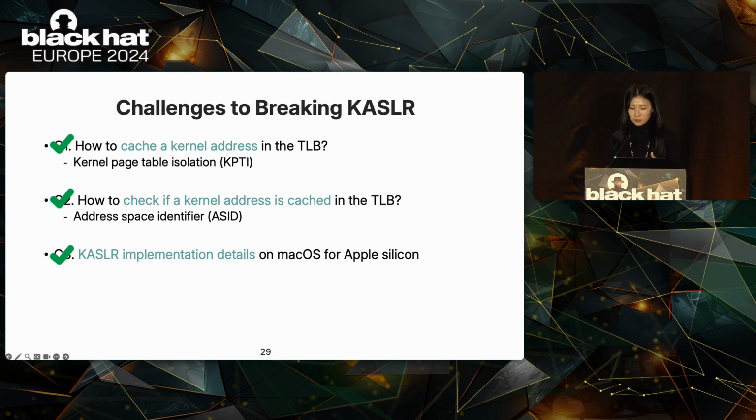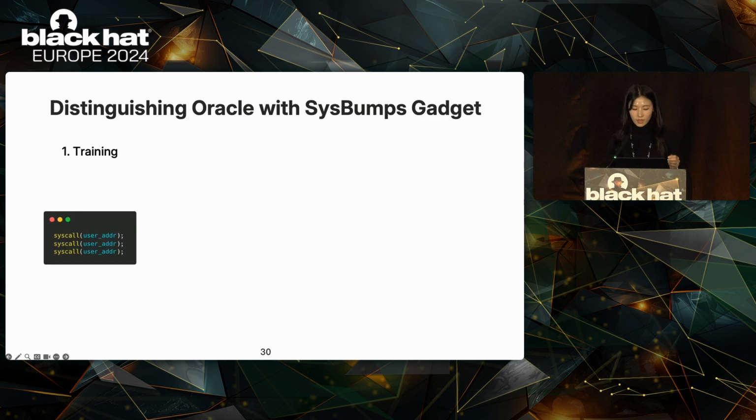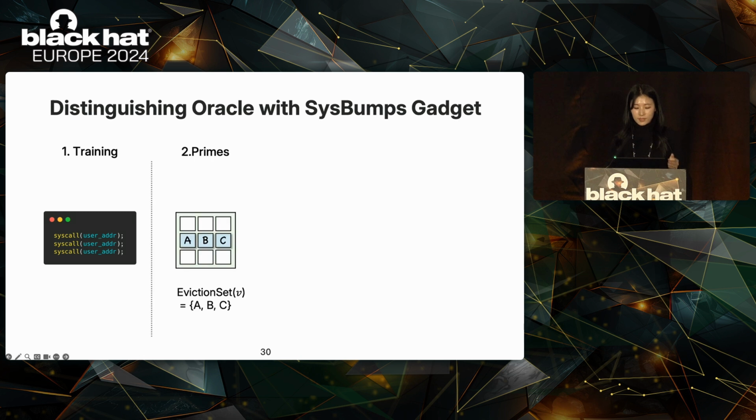So, in the end, this approach allows us to overcome the challenges and create a distinguishing oracle in this environment. The oracle consists of 4 main steps. First, we start by training the gadget we talked about earlier. To do this, we invoke the system call using a valid user address. Then, we access the eviction set to fill the corresponding TLB set. The eviction set can be constructed using reverse engineered information.